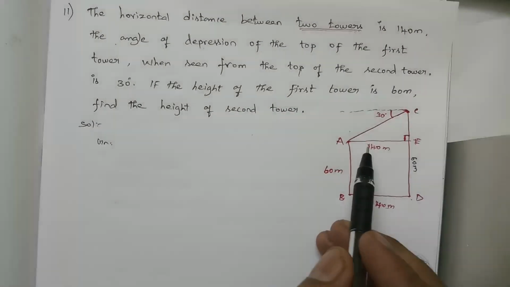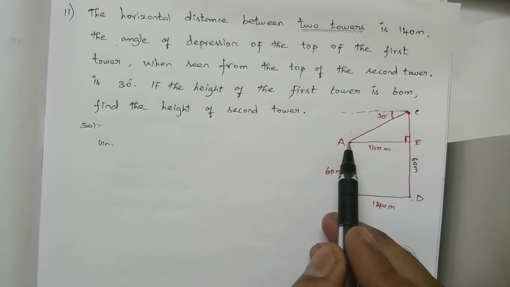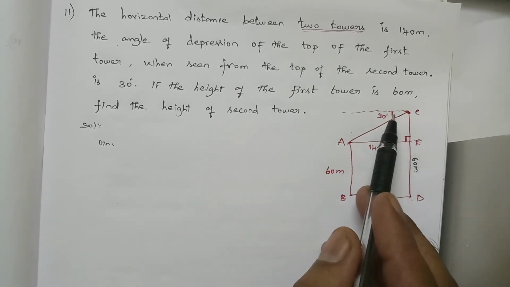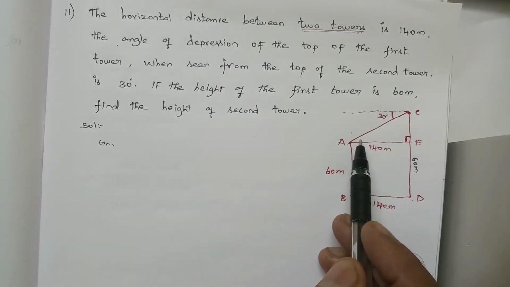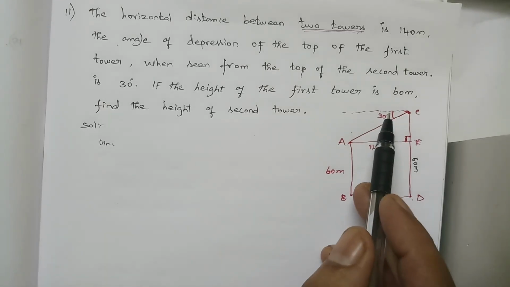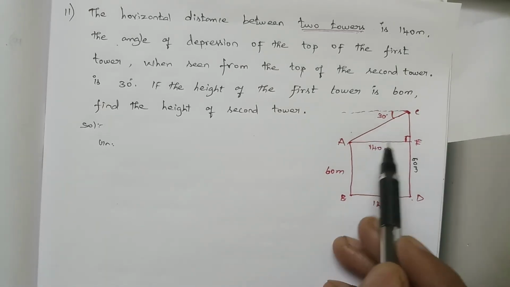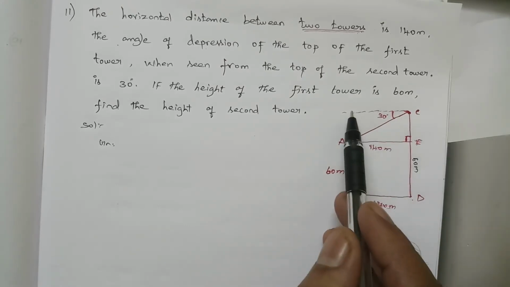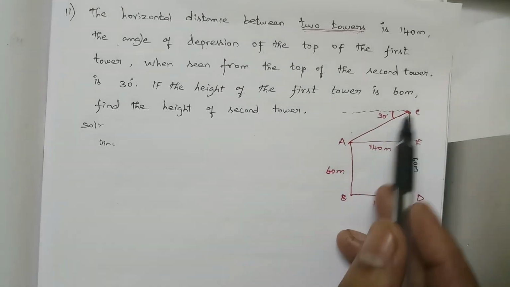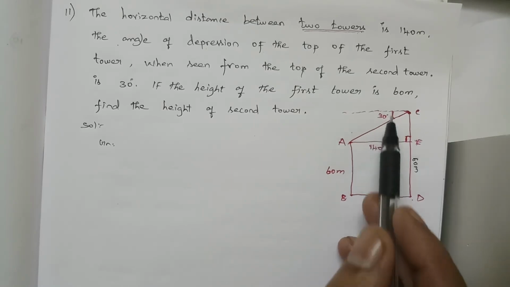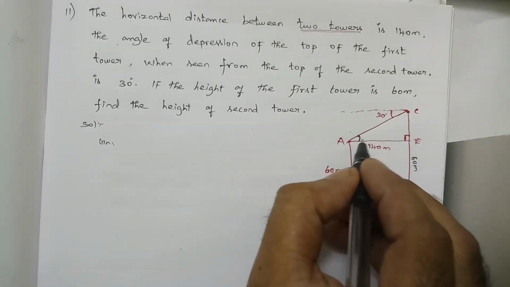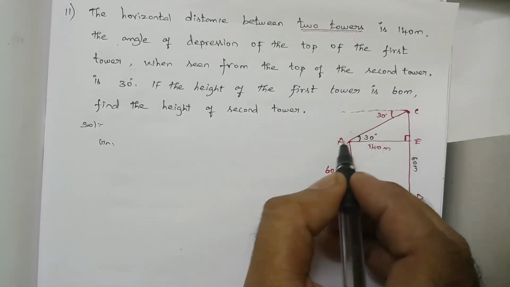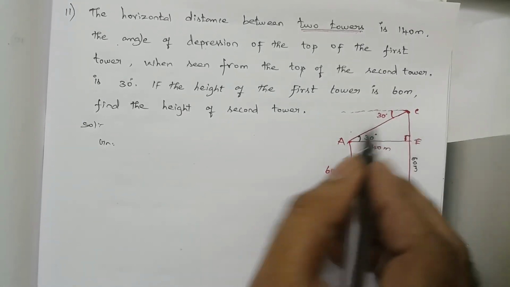Now we know AE equals 140 meters. And for the angle of depression, we have formed an angle at the top. If it were an angle of elevation, we would form an angle at the bottom. We have to bring this angle into the right angle triangle. I already told you how: these two are parallel lines and this is a transversal, so these two alternate interior angles are equal. If this angle is 30 degrees, then angle A is also 30 degrees. Now we have one angle and one side in a right angle triangle.